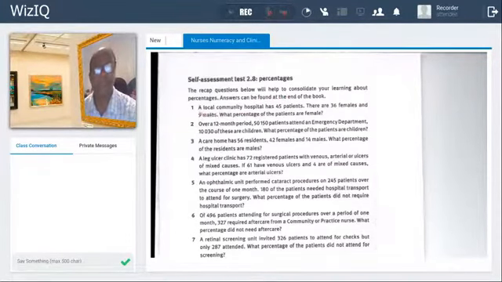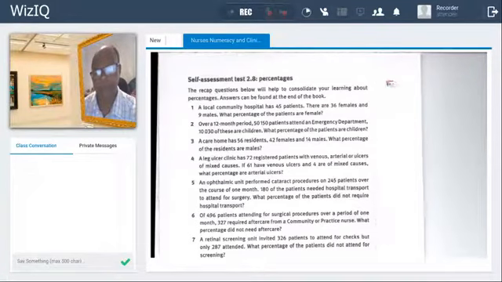So number 1 says: a local community hospital has 45 patients. There are 36 females and 9 males. What percentage of patients are females? Okay, so we need to double check, make sure it's correct.